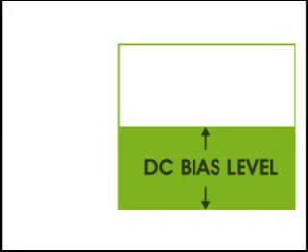Here I'm representing a correct DC bias with this green area. And I don't care what the level is right now. All that I know is that it's the correct level, and I don't care if it's positive or negative right now.